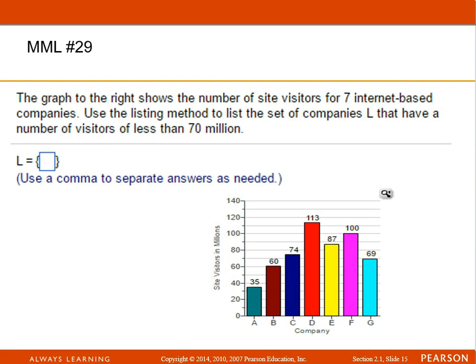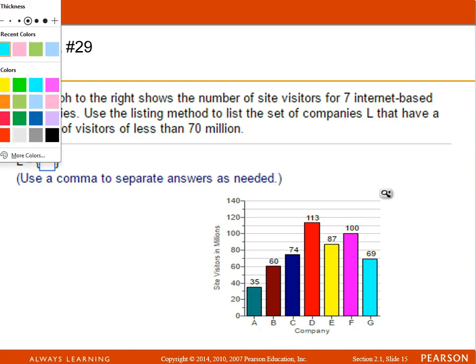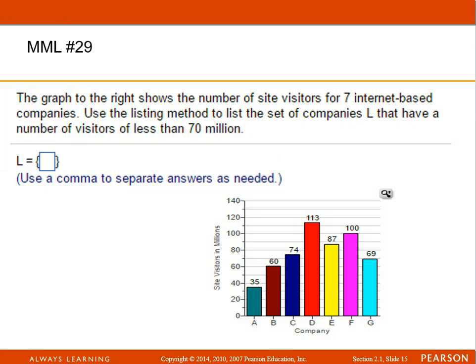And 29, ooh, a pretty graph. The graph to the right shows the number of site visitors for 7 internet-based companies. Use the listing method to list the set of companies L that have a number of visitors less than 70 million. Okay, I need a color that's not up there. Let's see, how about purple? There we go. All right, we want to list the set of companies L that have a number of visitors of less than 70 million.